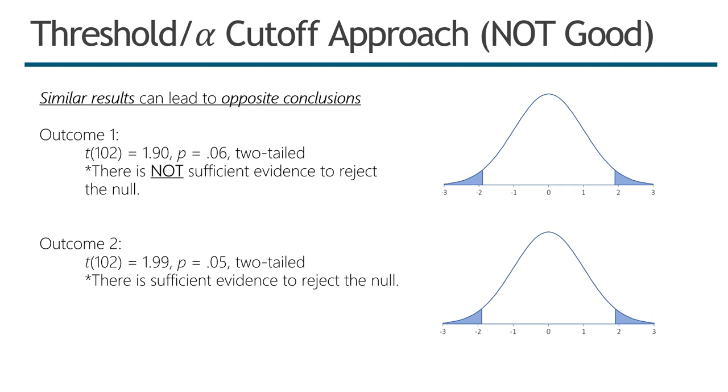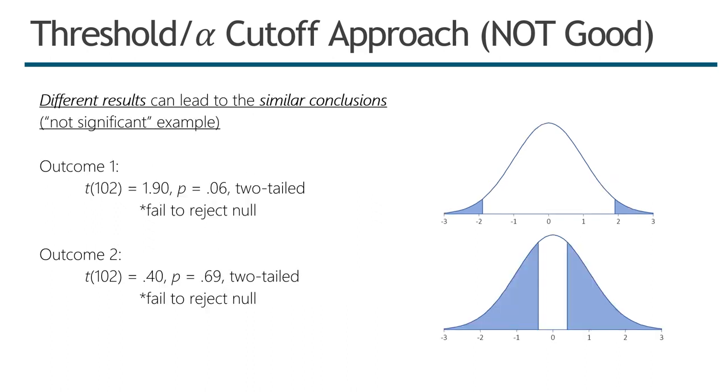This traditional approach to interpreting p-values has its problems, not the least of which is that similar results can lead to opposite conclusions. For example, in outcome 1, you have an obtained t-value of 1.9 and a p-value of 0.06. Using the traditional cutoff approach, this is not sufficient evidence to reject the null. However, in outcome 2, you have a very similar t-value and a very similar p-value, but in this case, the evidence is sufficient to reject the null. Two very similar results led to opposite outcomes. That's problematic.